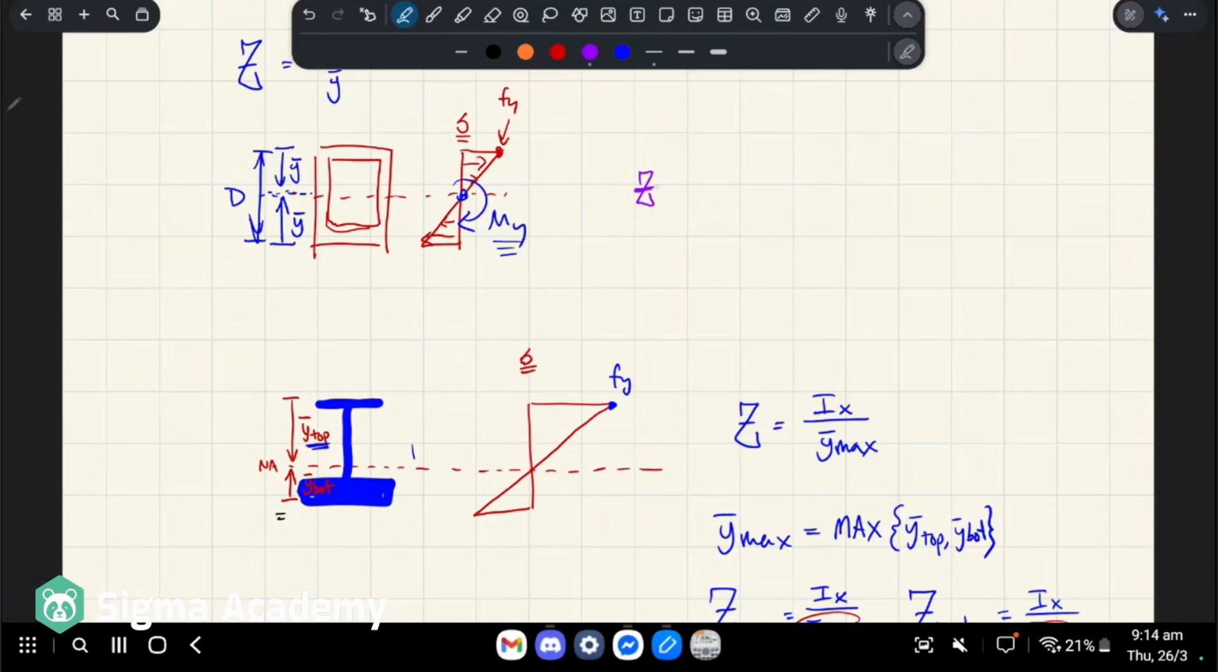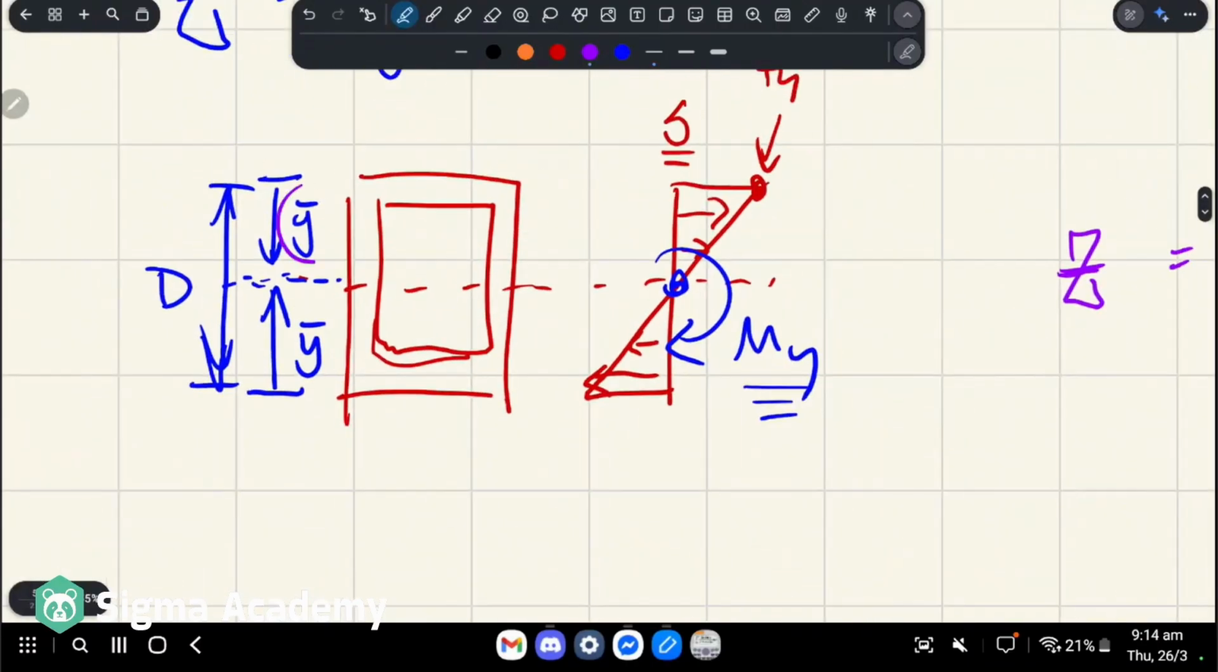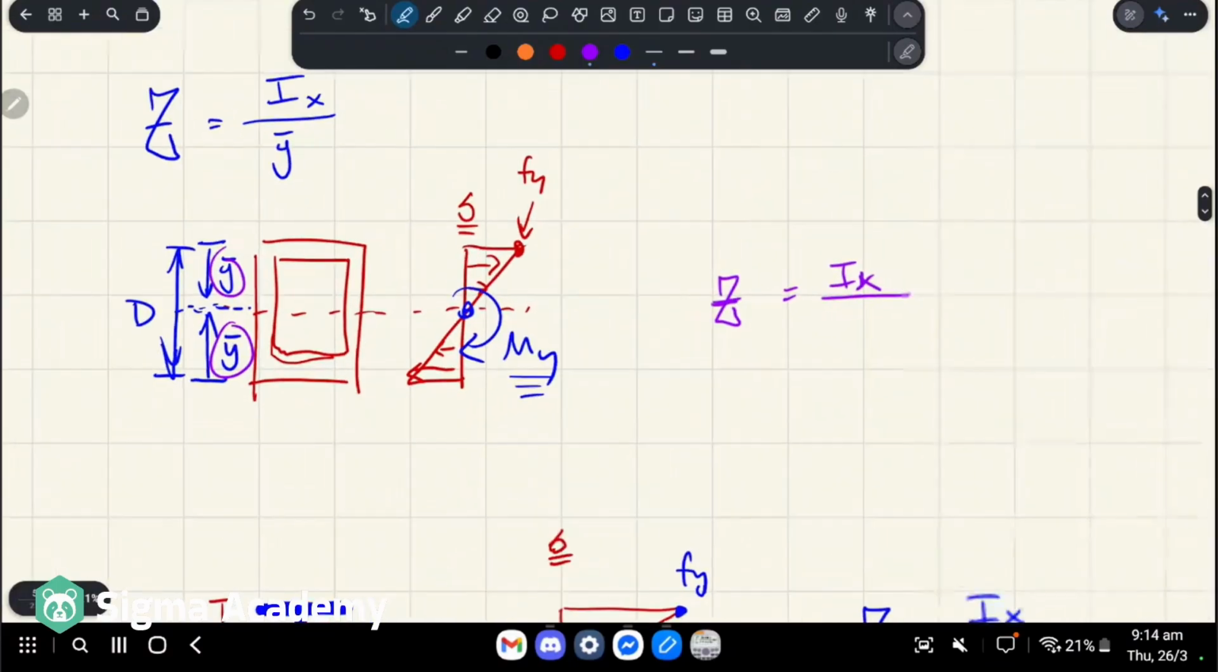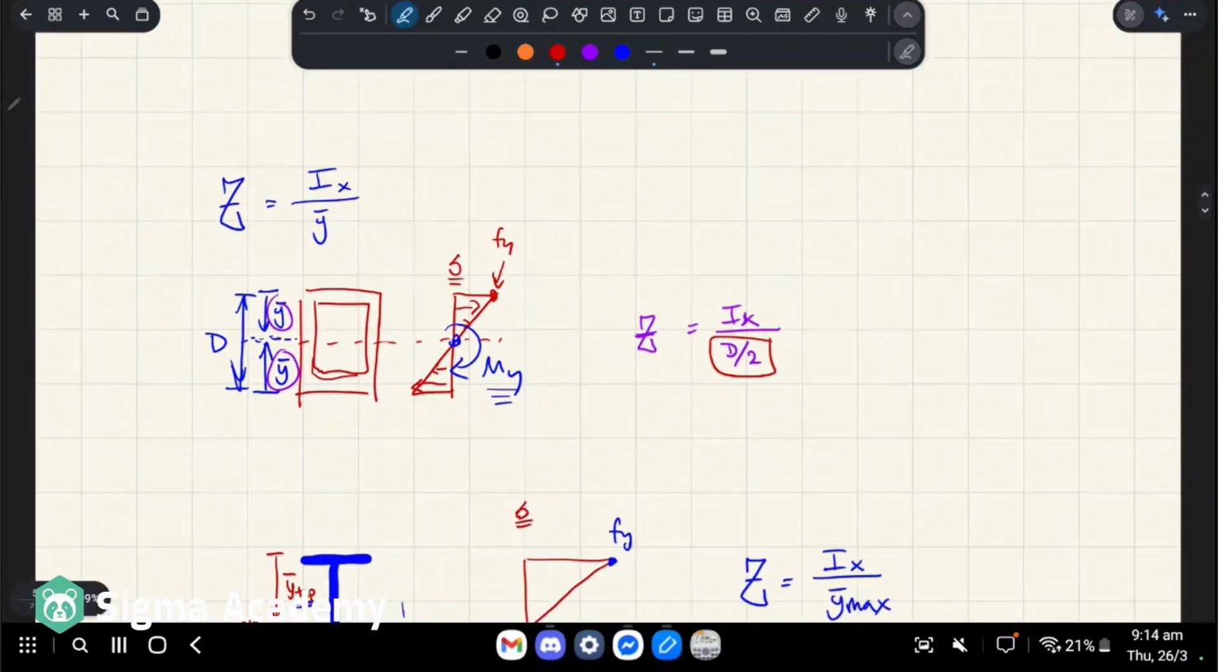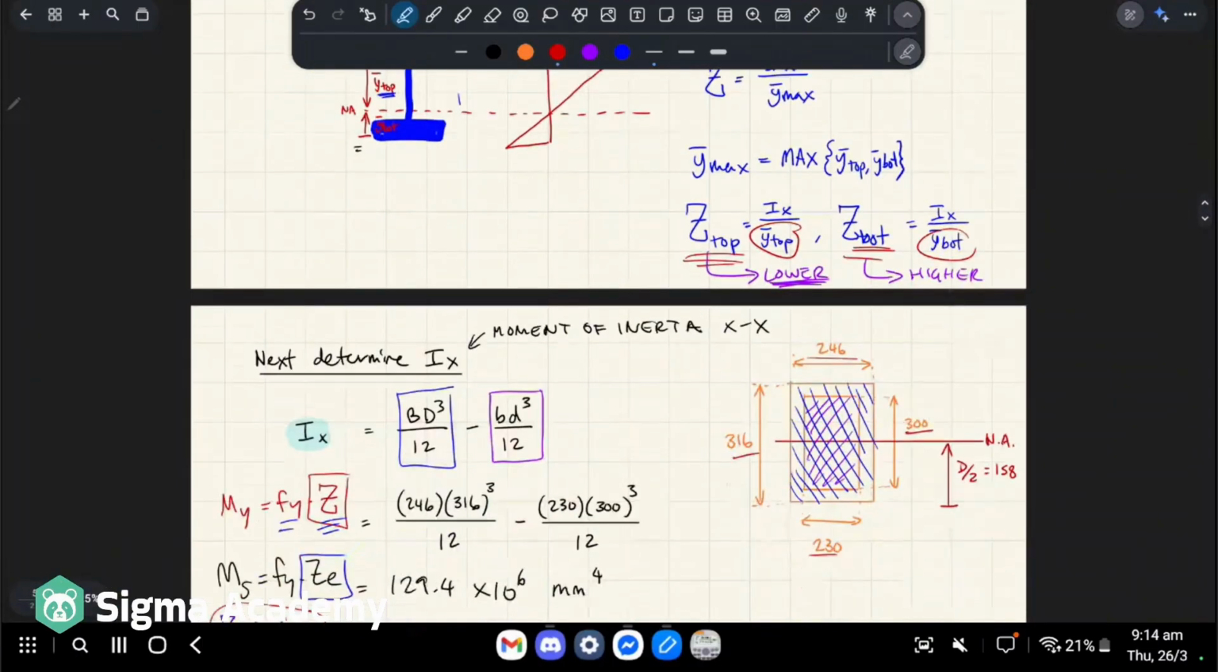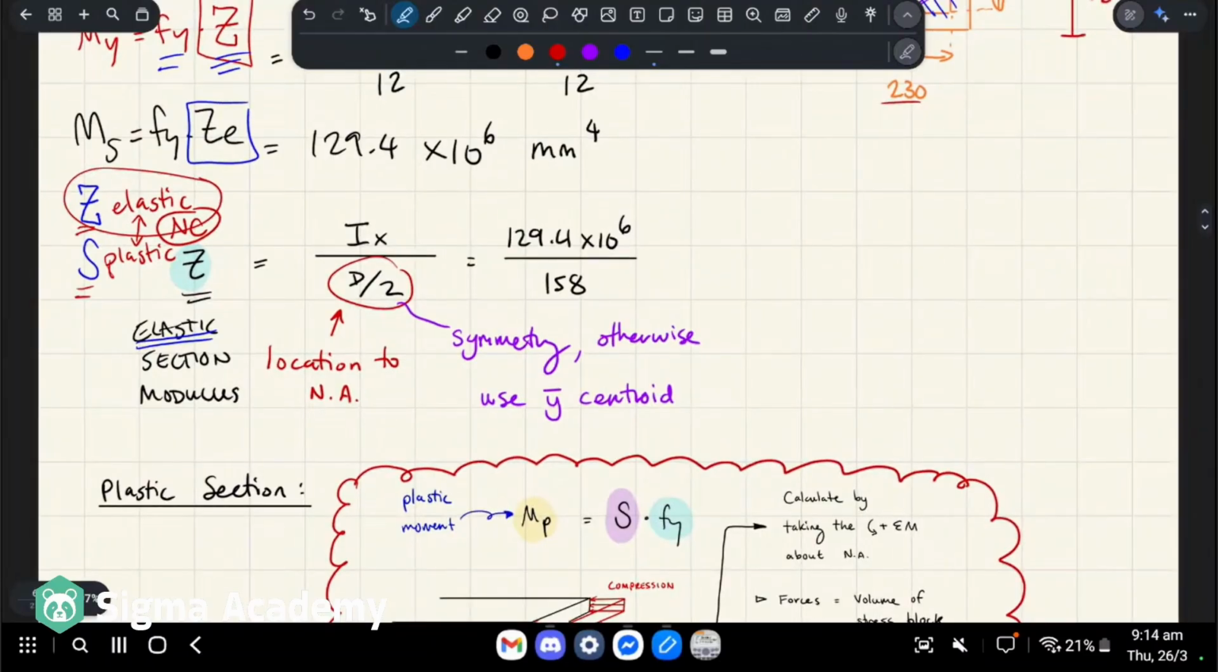balanced doubly symmetric section, right? It doesn't matter which side you take it from, because y hat is going to be equal on the top and bottom side. And so in our case, we're just going to use the formula d over 2, because y hat is just going to be right in the middle of our overall depth. Okay, so that's what's going on here.